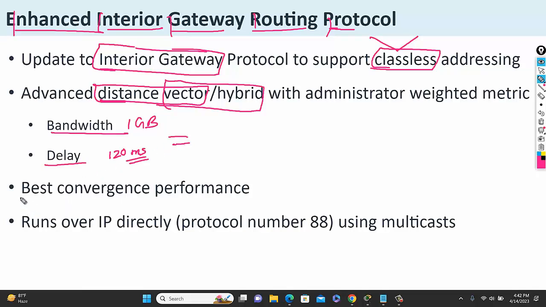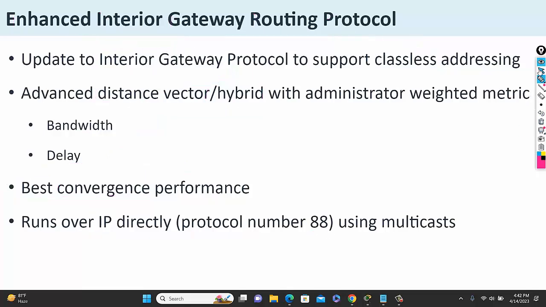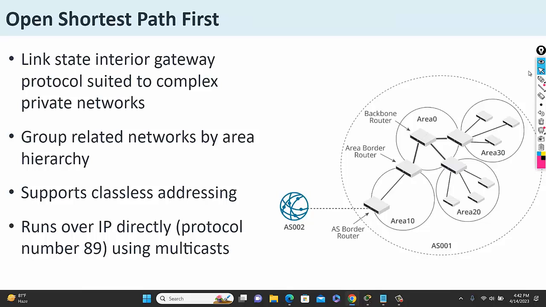Another is having the best convergence performance because it has a database which stores the backup plans, and it runs over IP directly by using the number 88. Another type of protocol which is used very efficiently, meaning most organizations are using this protocol.